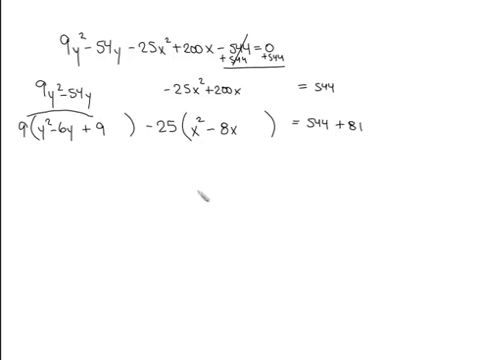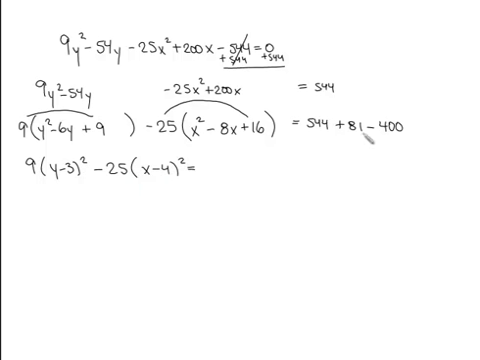All right, so now that we avoided that mistake, half of negative 8 is negative 4, squared is 16, plus 16. Now, putting a plus 16 in there really made this side not bigger, but smaller by 400. So I need to make this side smaller by 400. So I have to subtract 400, because that's really what this plus 16 did to this side. Now I have 9 times y minus 3 squared minus 25 times x minus 4 squared equals, this is 625 minus 400 is 225.